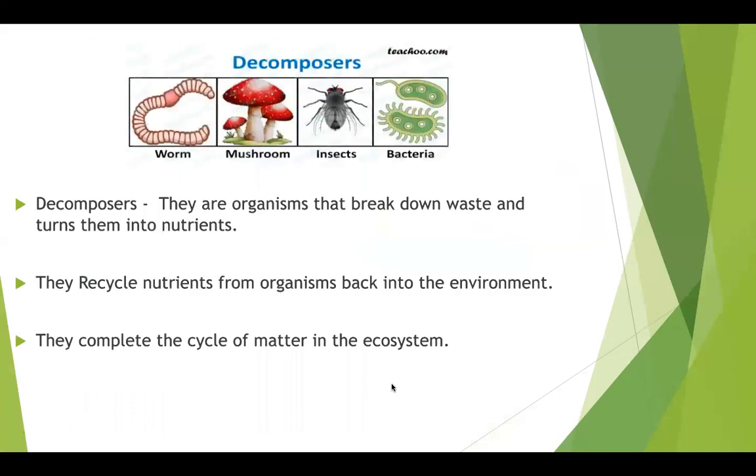So now into decomposers. As we can see, worms, mushrooms, insects, and bacteria are some examples of them. Decomposers are organisms that break down waste and turn it into nutrients. They recycle nutrients from other organisms back into the environment. They complete the cycle of matter in the ecosystem.